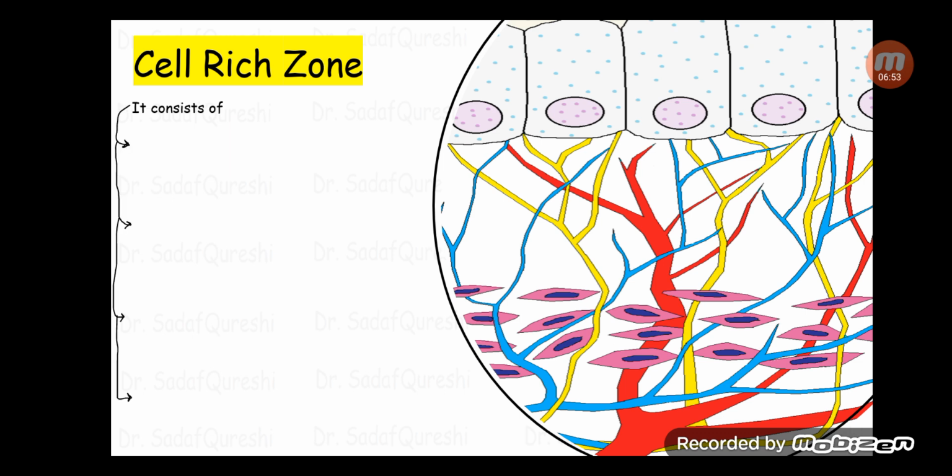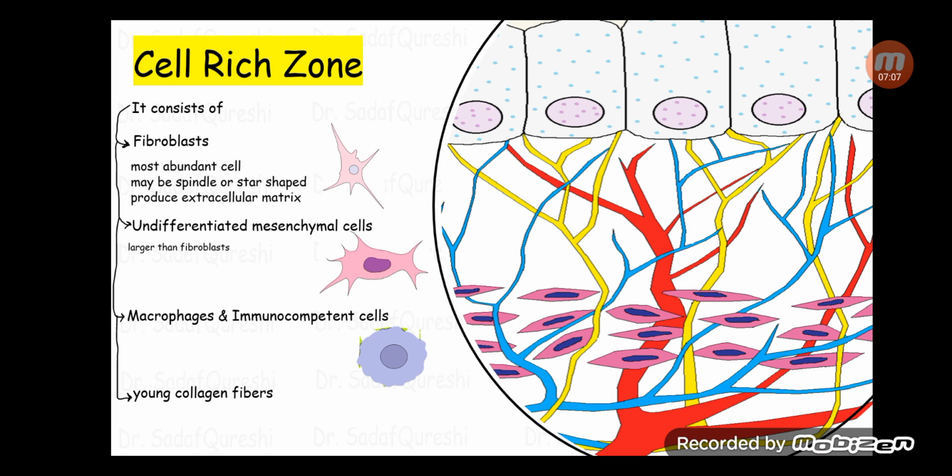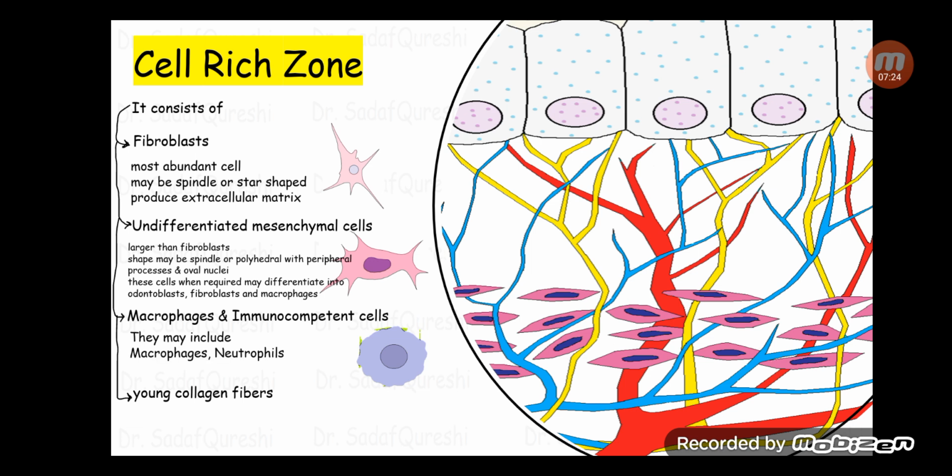Talking further about the cell-rich zone, it consists of fibroblasts, undifferentiated mesenchymal cells, macrophages and immunocompetent cells, and young collagen fibers. Fibroblasts are the most abundant cells and may be spindle or star-shaped and produce extracellular matrix. Undifferentiated mesenchymal cells are larger than fibroblasts. The shape may be spindle or polyhedral, and they may differentiate into odontoblasts, fibroblasts, and macrophages depending on the requirement. Talking about macrophages and immunocompetent cells, they may include macrophages, neutrophils, and lymphocytes, etc.